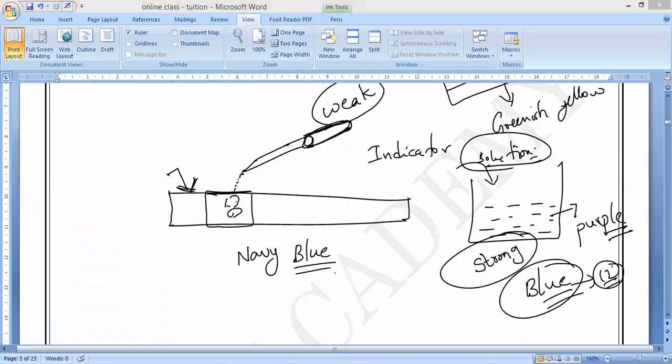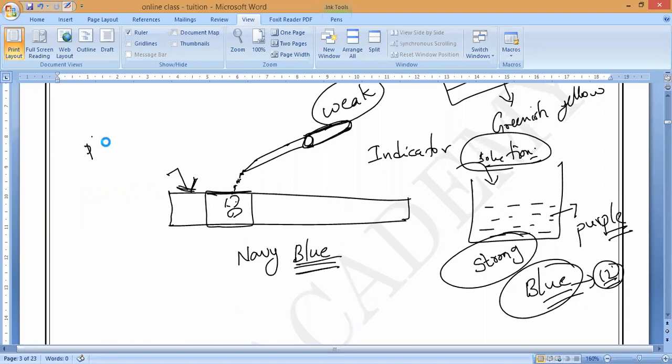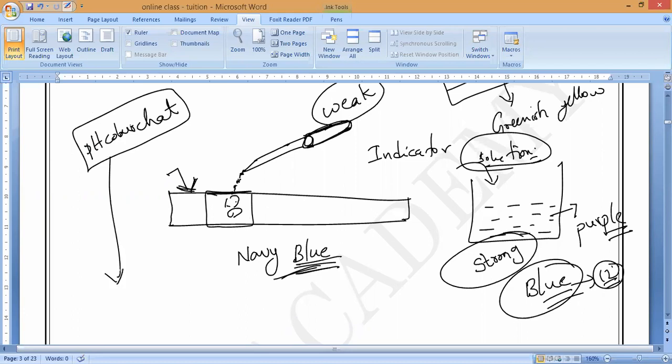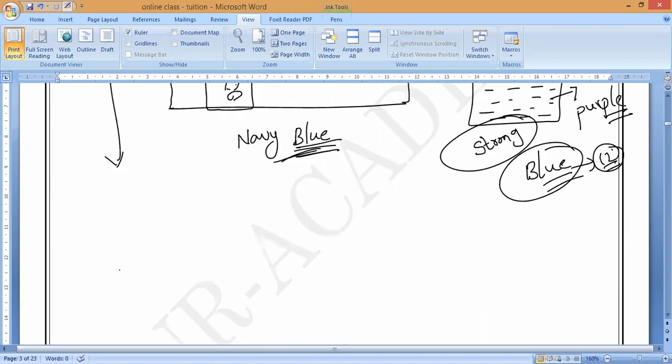Now, if you add the given solution to the universal indicator and it turns navy blue, then you have to take the chart that the manufacturers, the makers of universal indicator, give. What is that chart called? pH color chart. So if my universal indicator paper strip changes into navy blue, I have to compare the changed color with the pH color chart. In the pH color chart, wherever the navy blue is, that is the characteristic of the given solution.